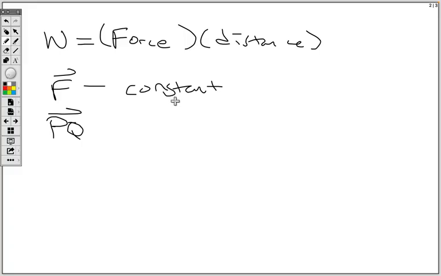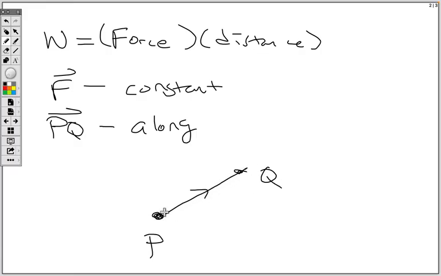So if you have a constant force and you want to move something along the vector PQ, so we're starting here at P and ending up at Q. We're going to move it from P to Q. Then the work done was we would take the dot product F dot, and let's say the force is acting this way. So let's say it's like gravity or something.